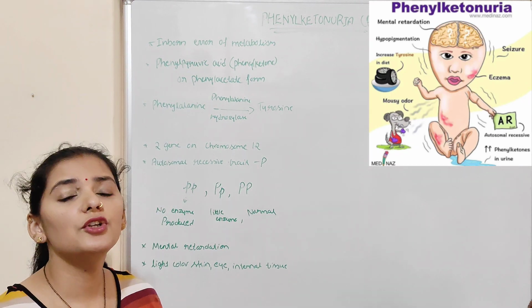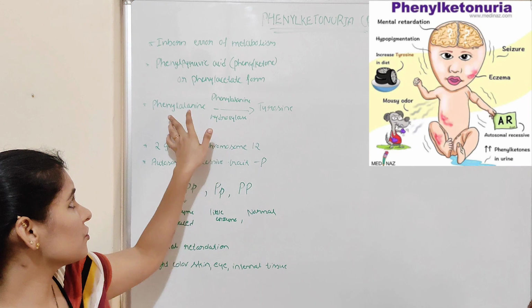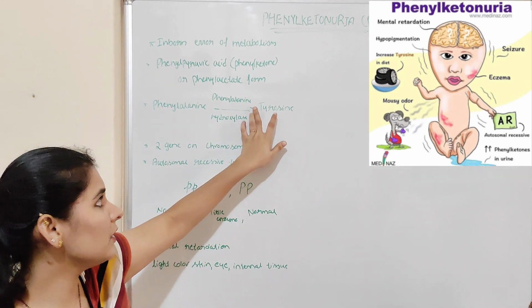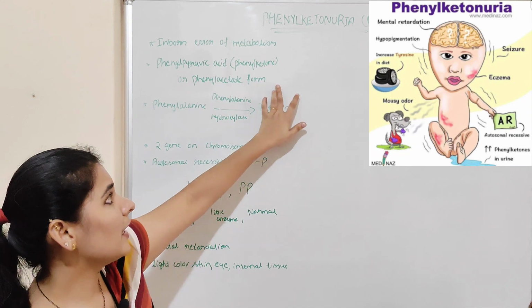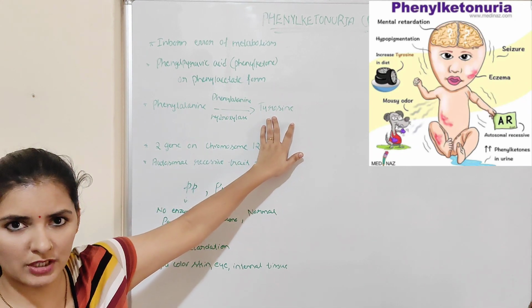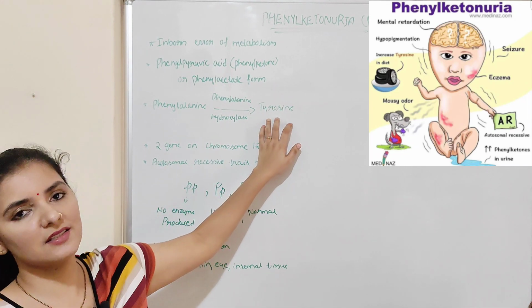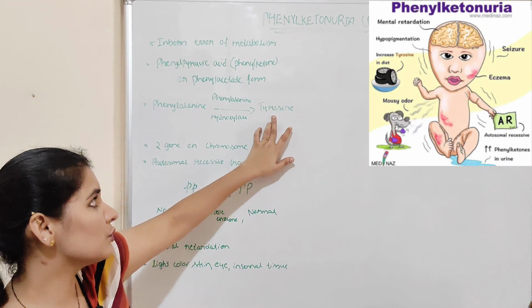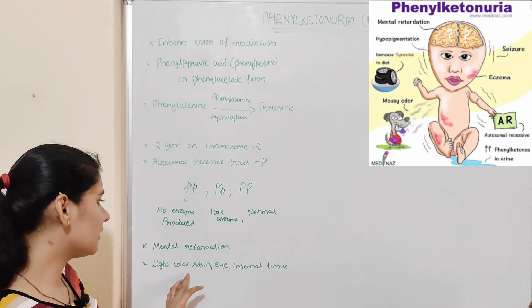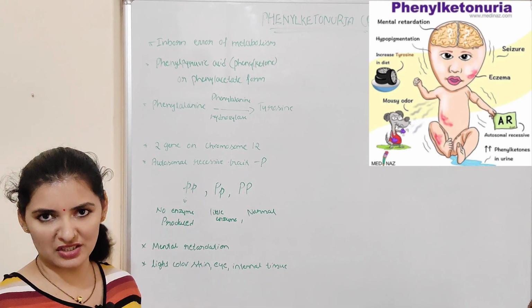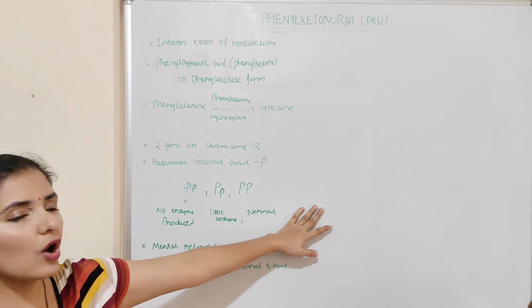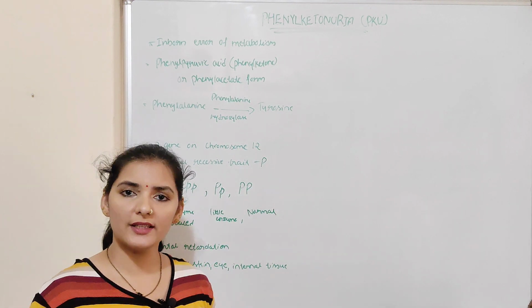Apart from that, there is no conversion of phenylalanine into tyrosine in this individual, due to which there is a lack of the amino acid tyrosine. So this tyrosine helps in the synthesis of melanin. So due to lack of tyrosine in this individual, they show light colored skin, eyes and the internal structure. So that is about phenylketonuria, its causes and symptoms.